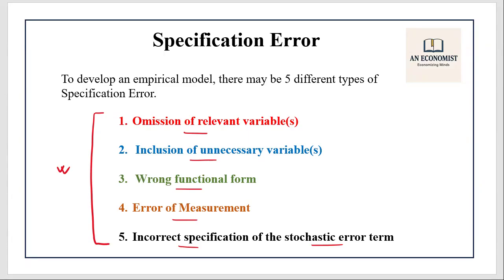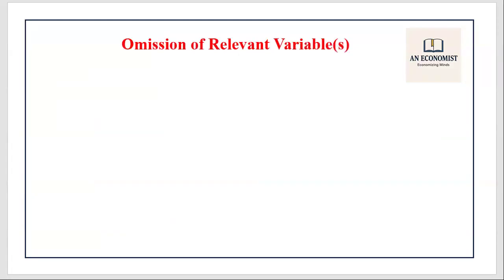So today, we are going to discuss the consequences of this first specification error, which is the omission of relevant variable. If in your model you mistakenly omit one of the important variables, that is a statistically significant variable, what will be the consequence? That is what we are going to discuss in this video. So let us quickly start with that.